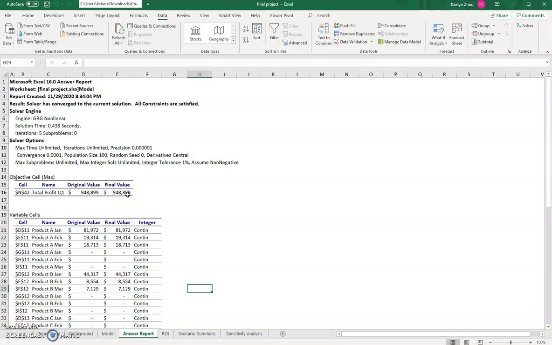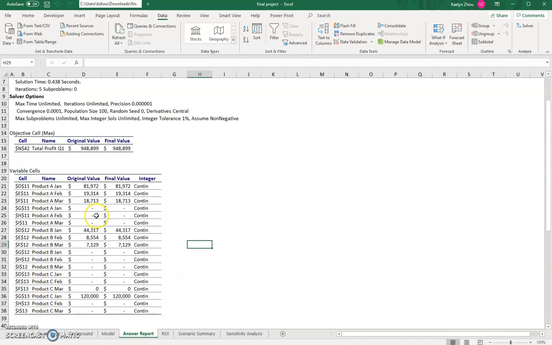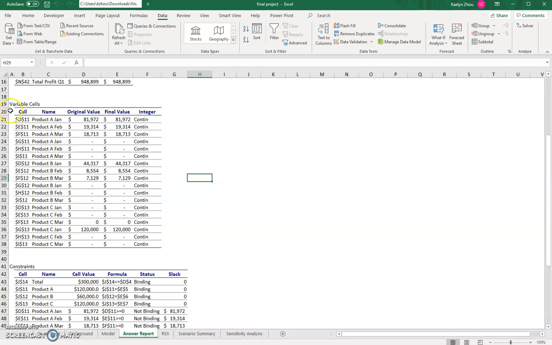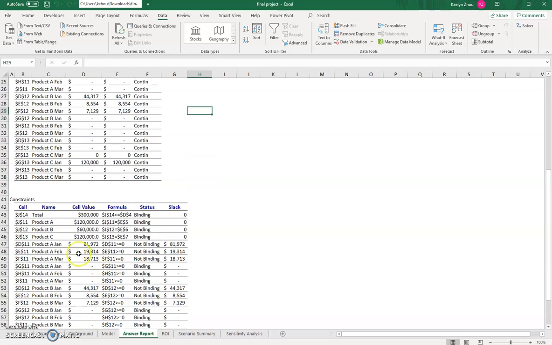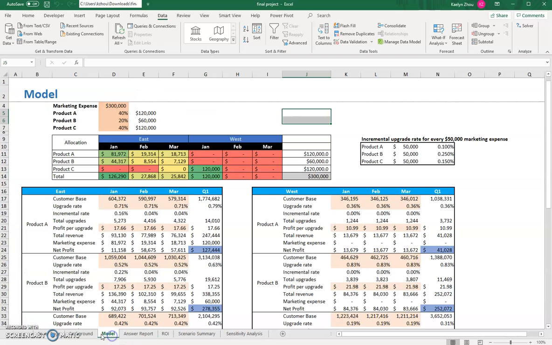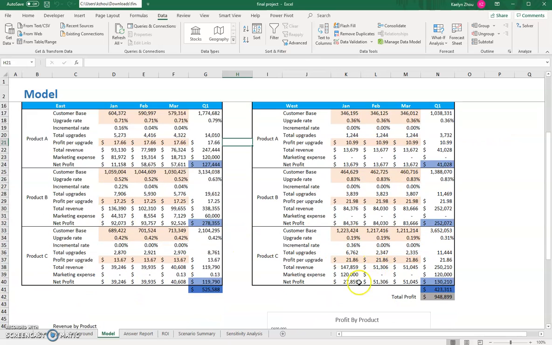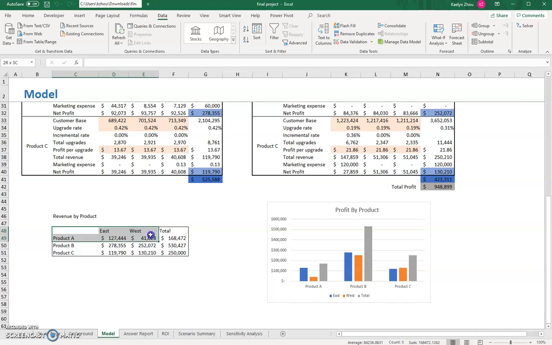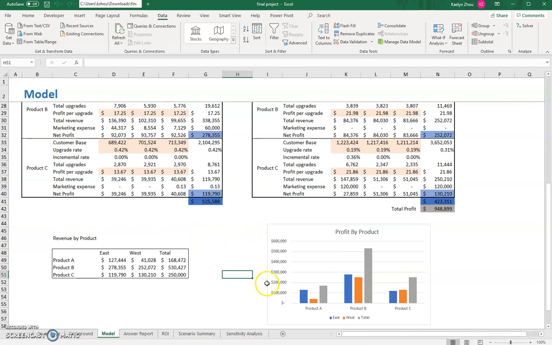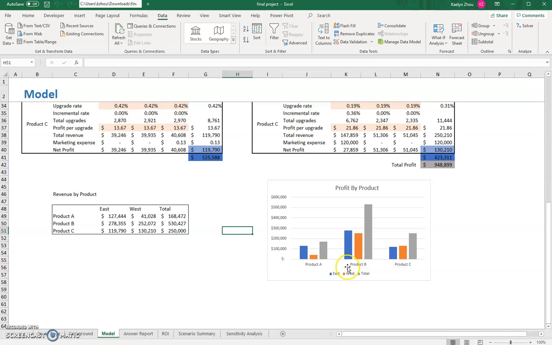This is the total net profit we can have here, 948,899 in total. These two tables show how they generate the values for those variables by using these constraints. In this model tab, we only calculate the total profit. I also have the revenue by profit here. So in this chart, we can see that product B generates most of the profit, and product A in the East region generates more profit than the West region. Product C is almost even.